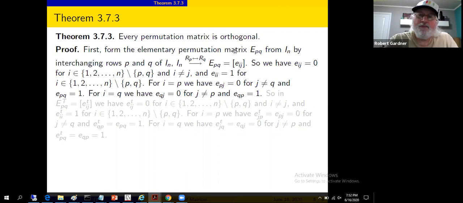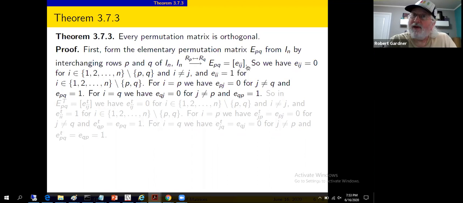So first, form the elementary permutation matrix E sub PQ from an n by n identity. Permutation matrices, as well as any elementary matrix, are square matrices, say n by n. So form E sub PQ, my notation, I don't think that's in the book, from I sub n by interchanging rows P and Q of I sub n. We're taking I sub n, swapping row P and row Q to produce this elementary permutation matrix. Let's say its entries are E sub IJ.